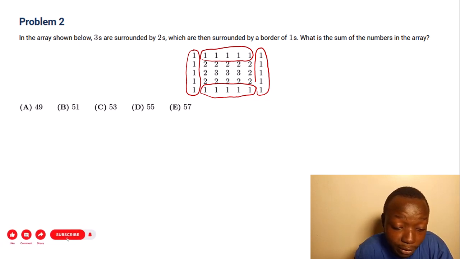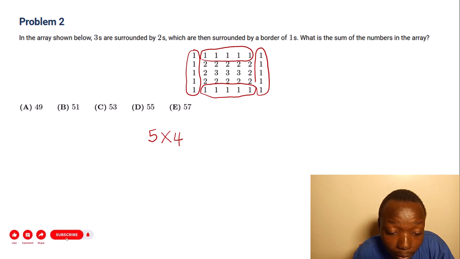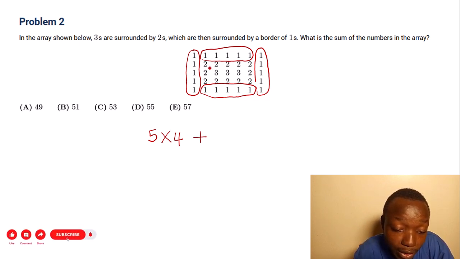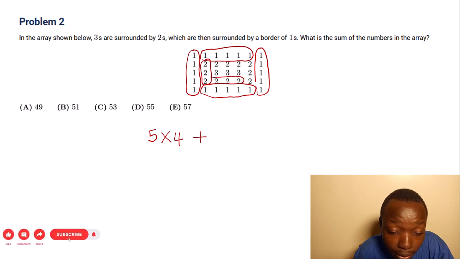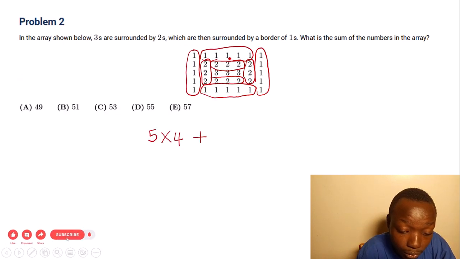So you have 5 times 4, plus. Now, in the case of the twos, they will follow the same concept. So you have 3 twos here, which sum up to 6. You have another 3 twos here, another 3 twos here, and another 3 twos here. So that's 6 times 4.